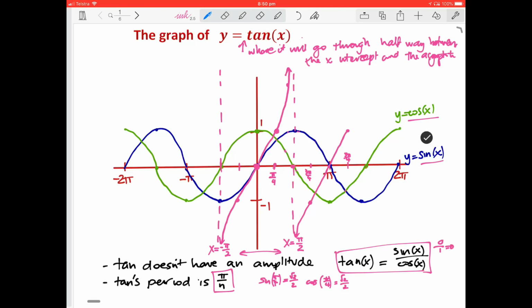Okay, and then once again here at 3 pi on 2, we're going to have sine, which is negative 1, divided by cos, which is 0. We can't do that because you can't divide by 0. So in this case here, we get another asymptote. And that makes sense because we've moved pi across. And every pi, we have a new graph. Okay, so there's our graph of tan. Probably doesn't look as good as what it should, but you get the idea.